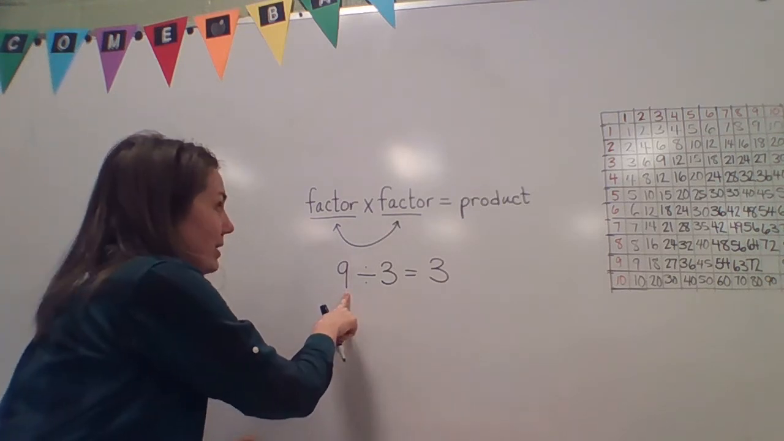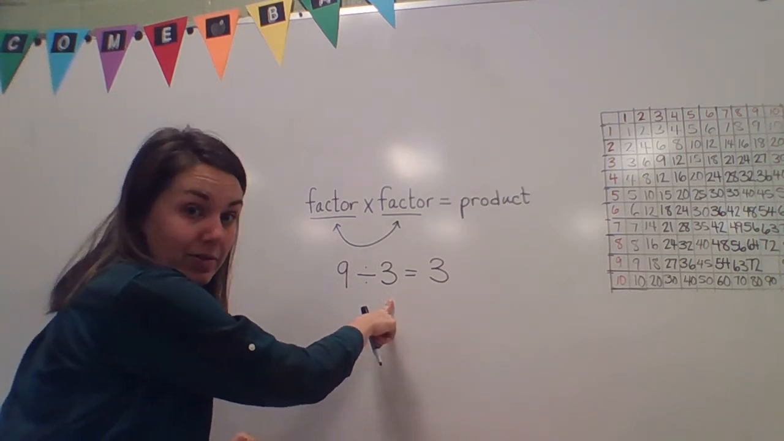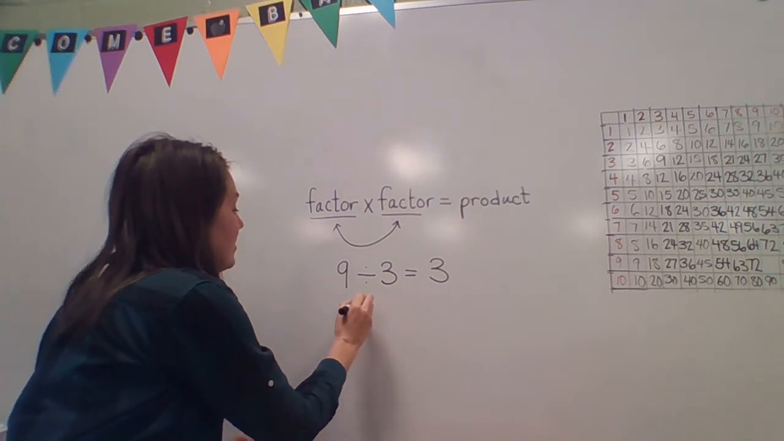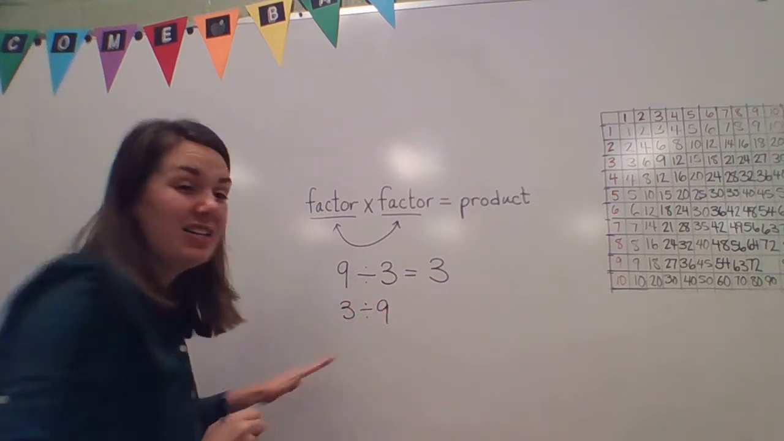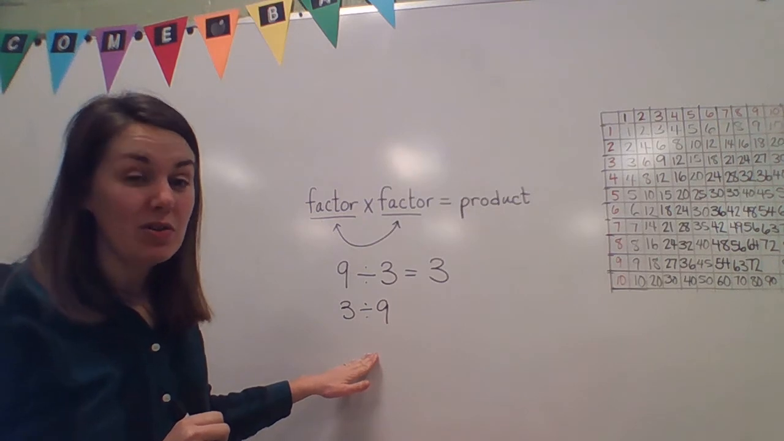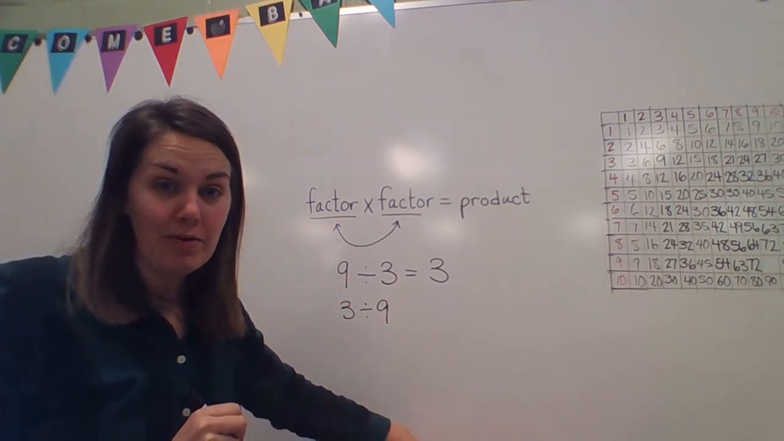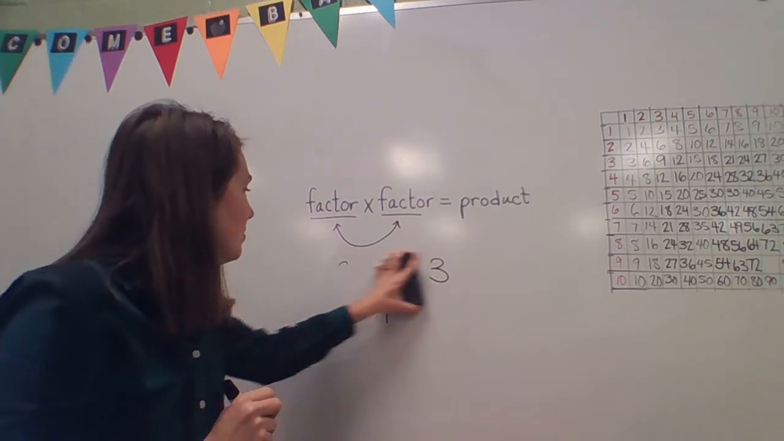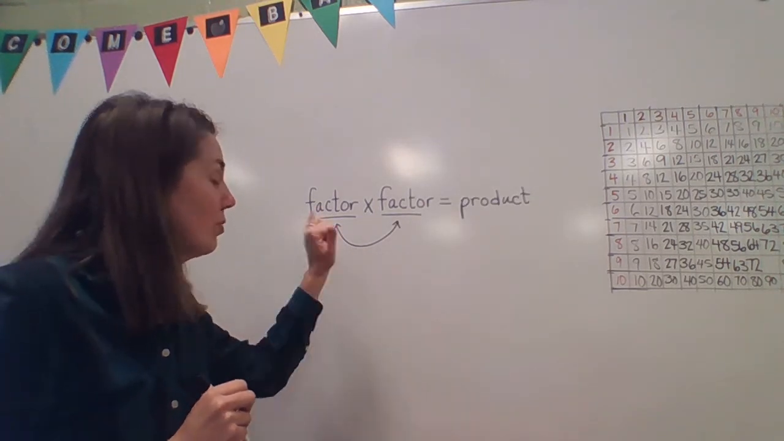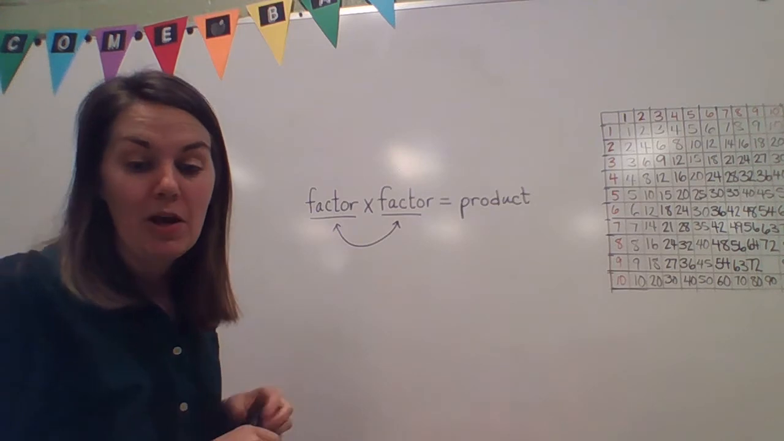And I have my dividend and my divisor. Now, if I switch my dividend and divisor, I no longer have an equation that works. So that's why we have different names for each of the numbers in a division problem. But in a multiplication problem, we can keep them the same because order doesn't matter when we multiply.